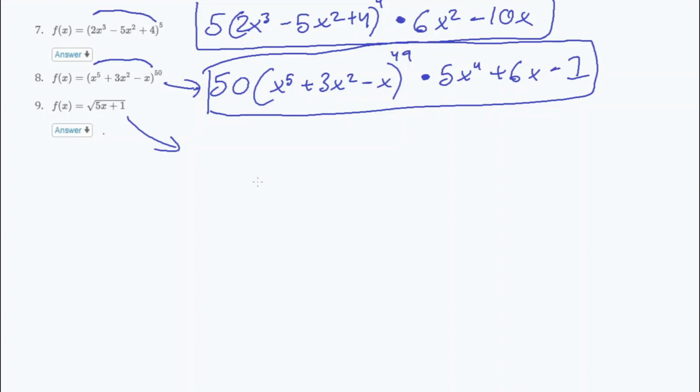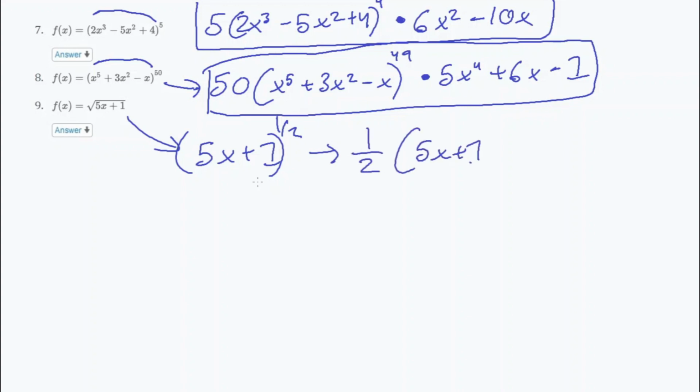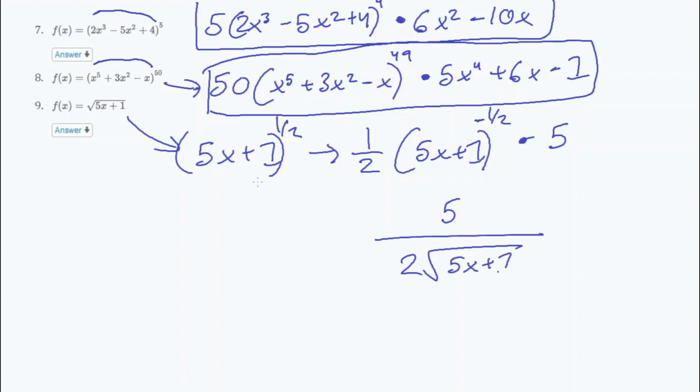And now number 9 is going to be the square root of 5x plus 1. And if we rewrite it, we're going to have 5x plus 1 to the half power because it's a square root. Now if we use the chain rule, we're going to make it a lot easier. So we're going to have half in the front, times 5x plus 1, and then 1 half minus 1 is going to be negative 1 half. That's going to be multiplied by 5, which is the derivative of the inside. So if we rewrite this, we're going to have 5 over 2 square root of 5x plus 1. And that would be your final answer for number 9.